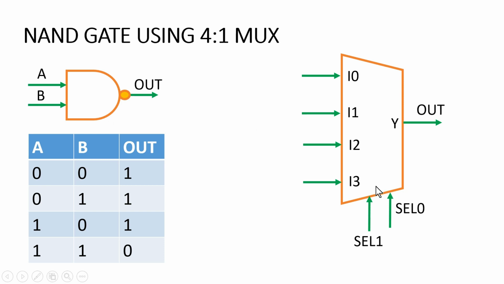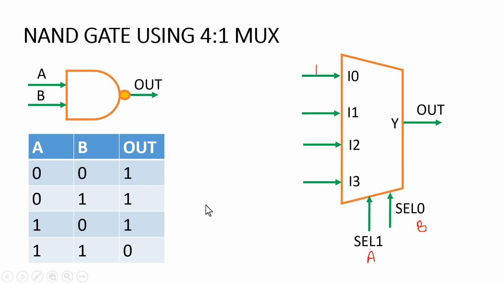And this 4:1 multiplexer has two select lines. So I need to apply two inputs of this combination logic, that is A and B, to both the select lines. So let me apply A at select line 1 and B at select line 0. Now as we know, when A and B both are 0, output is 1. So that means when select line 1 and select line 0 both are 0, I0 will be passed to the output. And what should be the value of output? 1. So I need to tie I0 to the value 1.